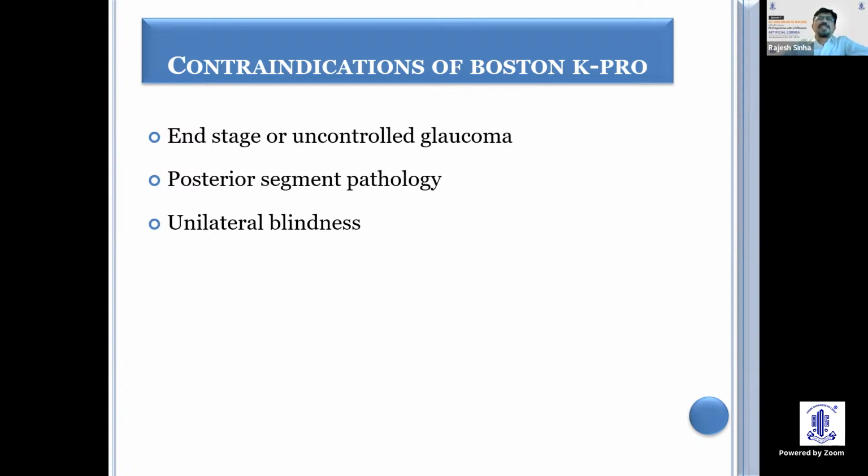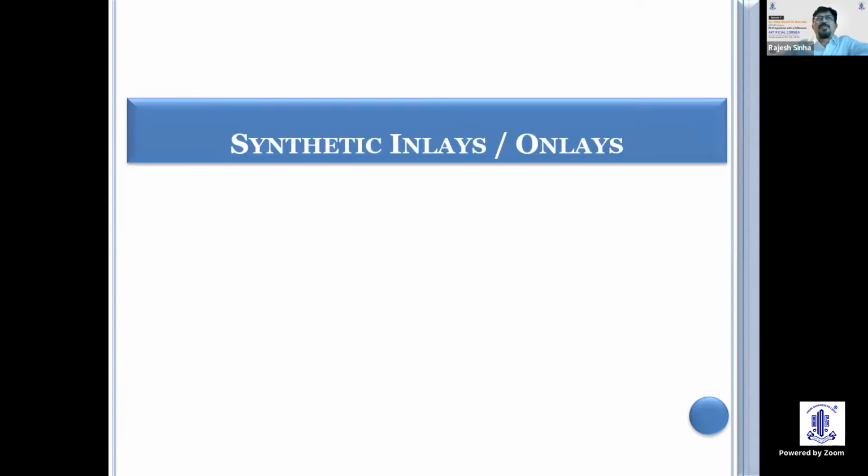If it's an end stage or uncontrolled glaucoma, one should avoid putting it because it in itself has the propensity to cause glaucoma. So there's risk of optic atrophy completely. Or if it's a borderline kind of a thing, you can use an Ahmed glaucoma valve and then go ahead and perform the procedure. If there is posterior segment pathology, then of course you should not do it, because there will not be any benefit. And if it's a unilateral blindness, there's no need to do that.